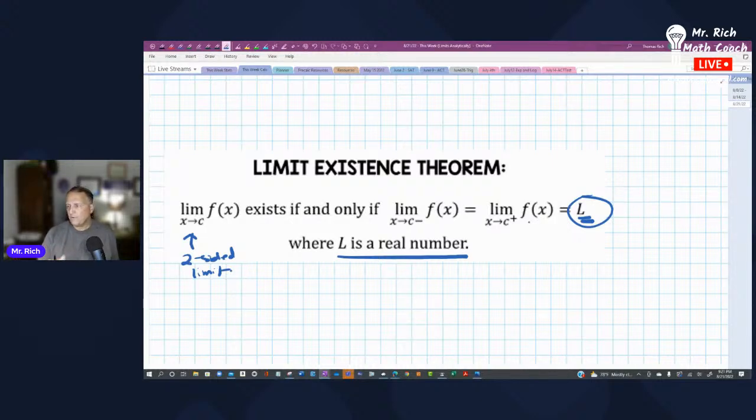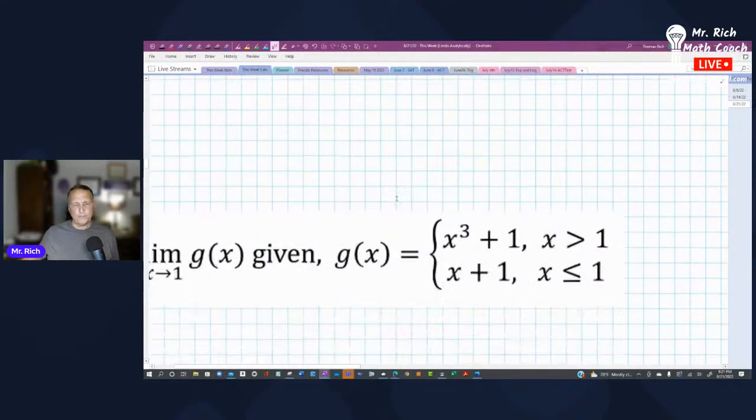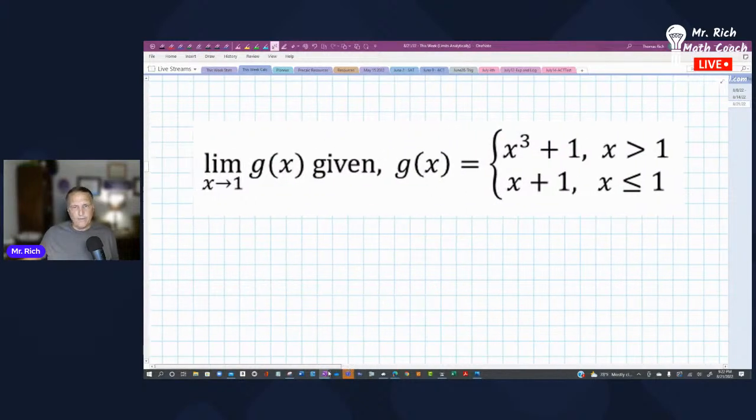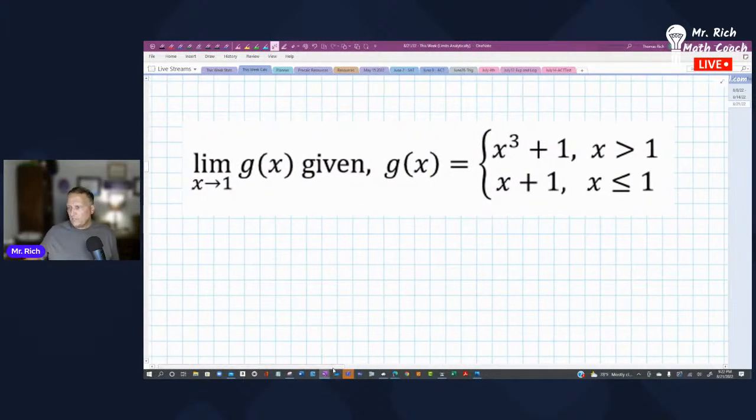So that means if you're evaluating a rational function and you're evaluating a limit at a location where you have a vertical asymptote, then the limit doesn't exist at that location, plain and simple. Now, I'll delve into this a little bit more on some specific examples. But let's use that theorem to solve this limit, right?